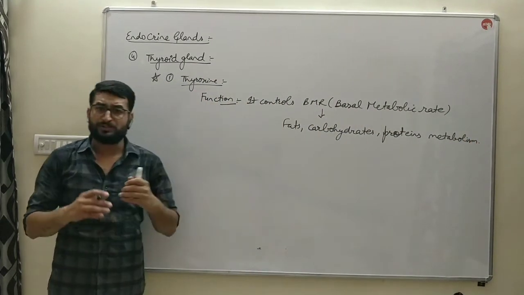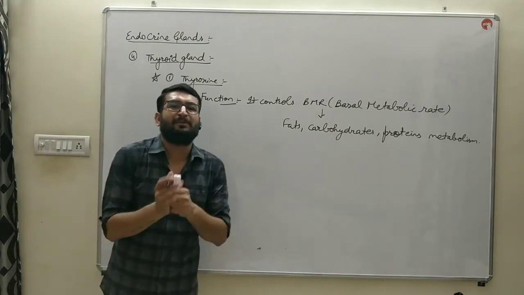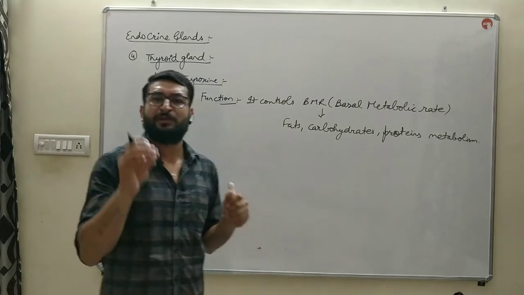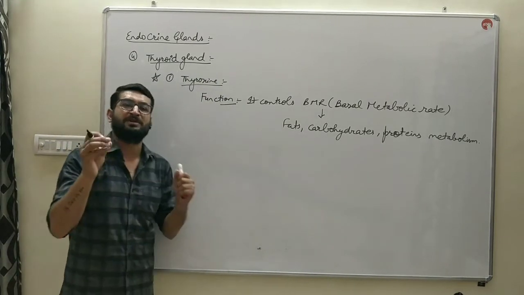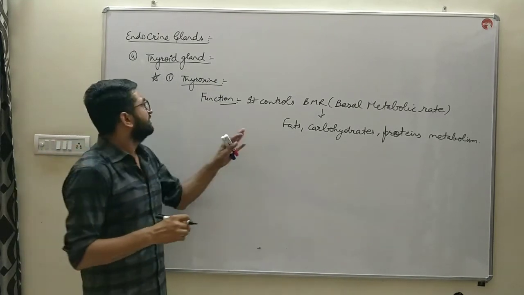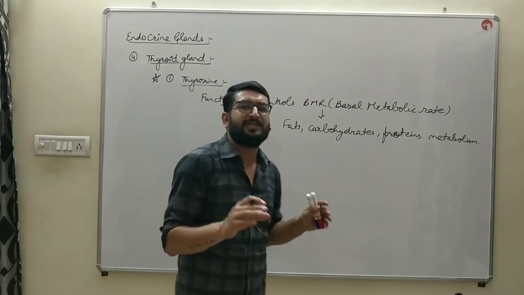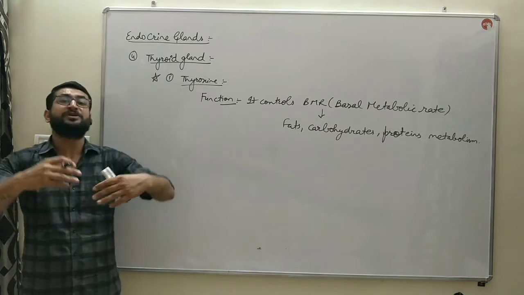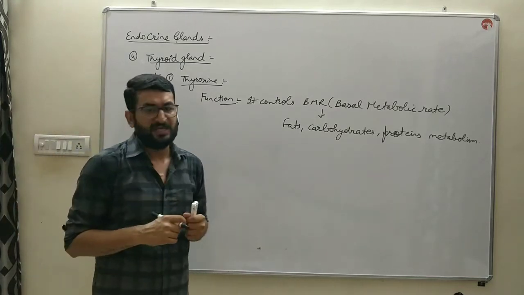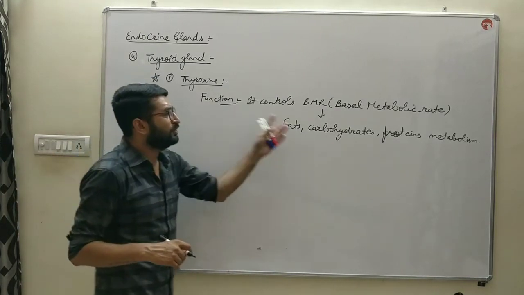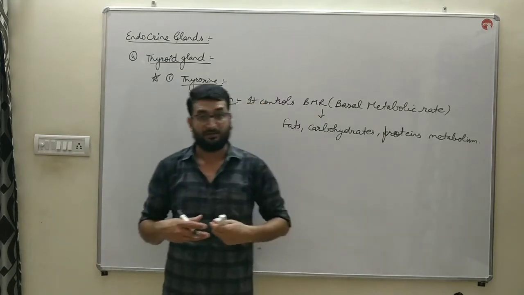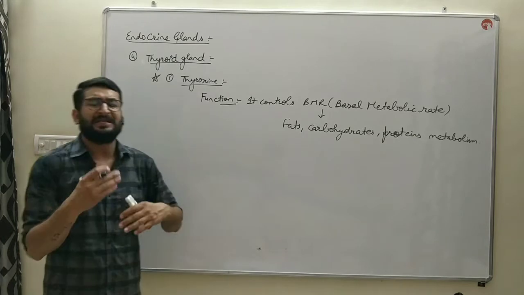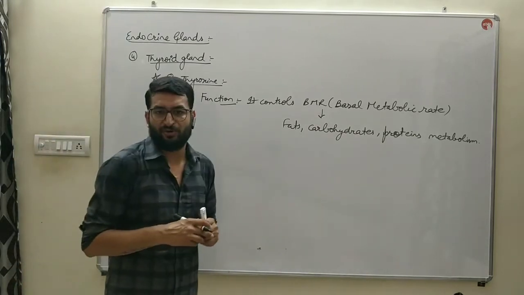This hormone controls the regulation of the metabolism of fats, carbohydrates and proteins, which is required for the proper growth and development of a human being. If this hormone does not secrete, then the proper growth of a growing person will be affected. This hormone, by controlling this metabolism, will help us in taking our proper height, taking a proper weight. So that is the basic function of thyroxine hormone.